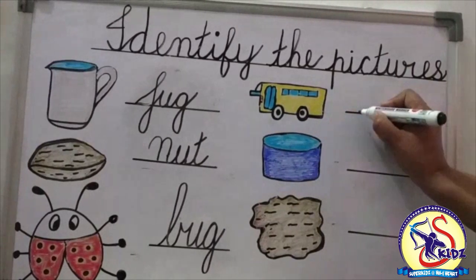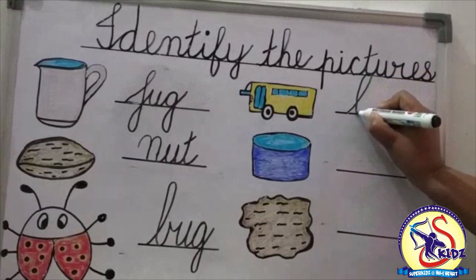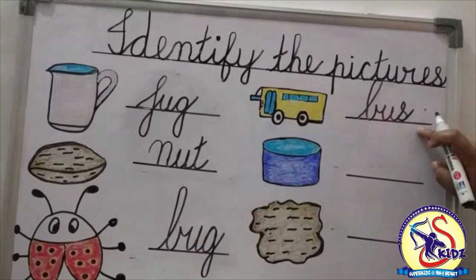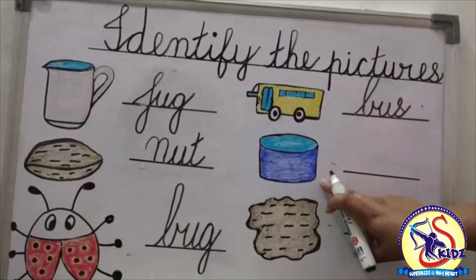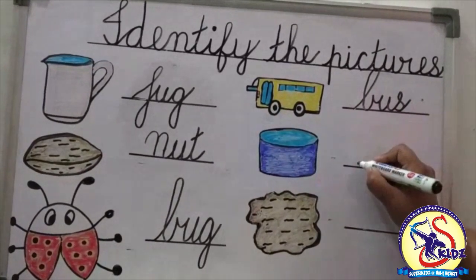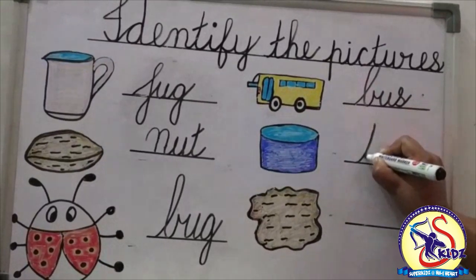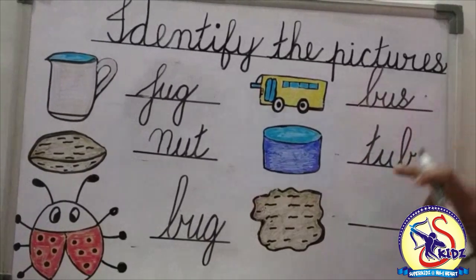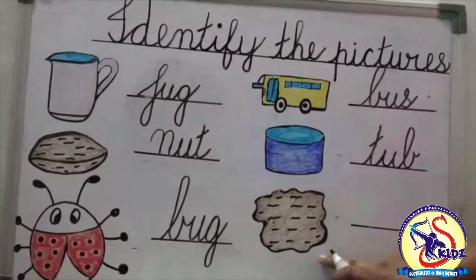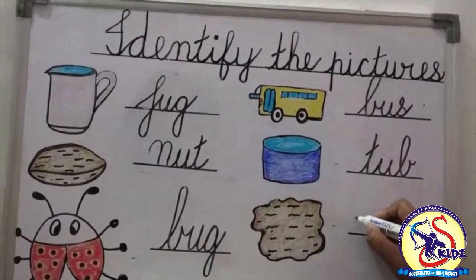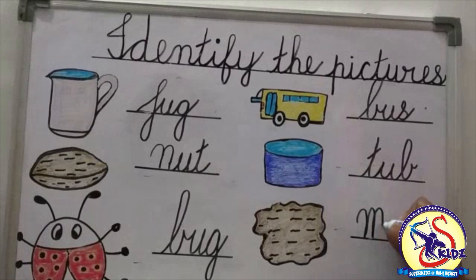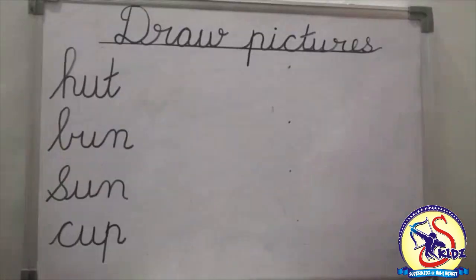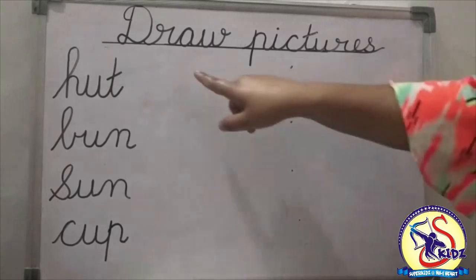Now, see the next picture. What is this? This is a picture of bus. B U S, bus. Now see the next picture. What is this? This is a picture of tub. T U B, tub. Now see the next picture. What is this? This is a picture of mud. Spell mud. M-U-D, mud.